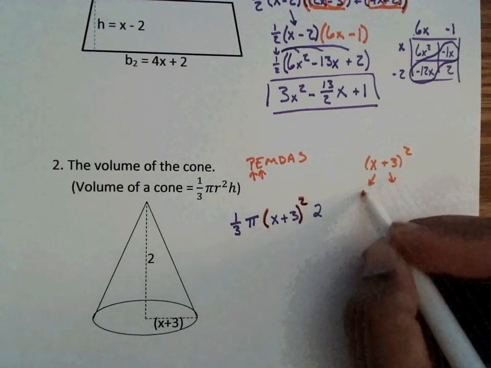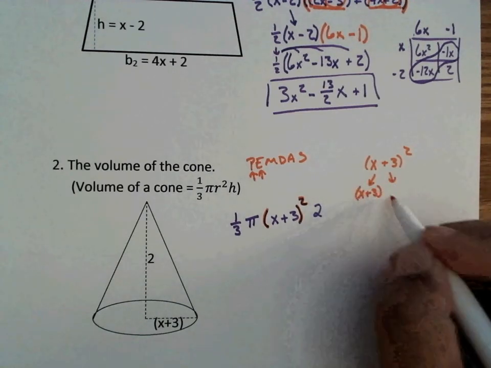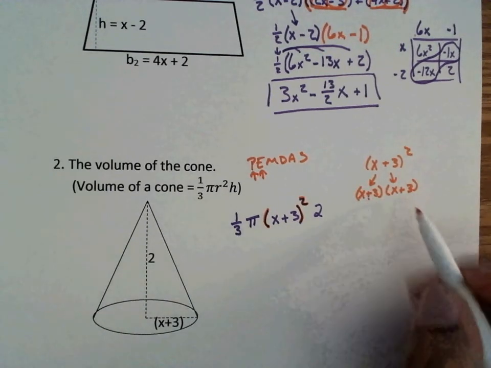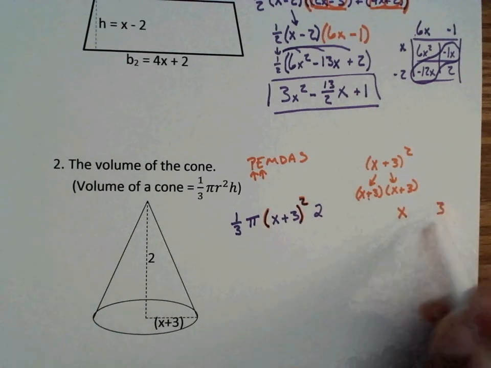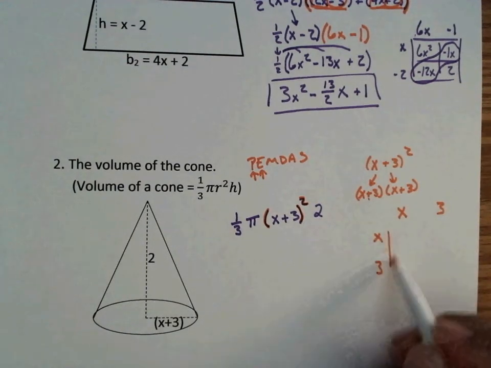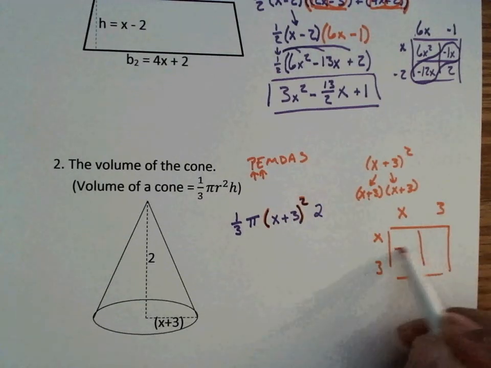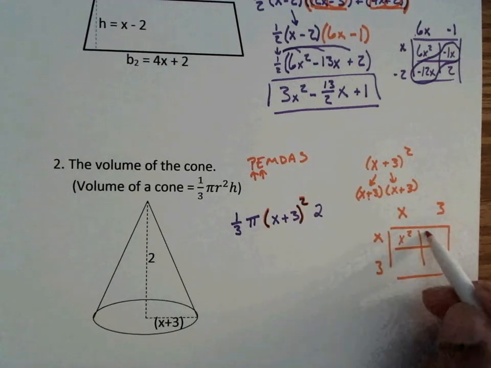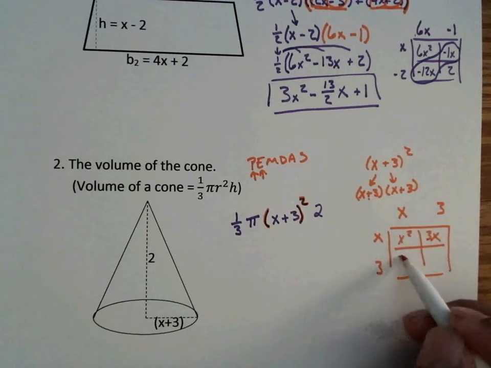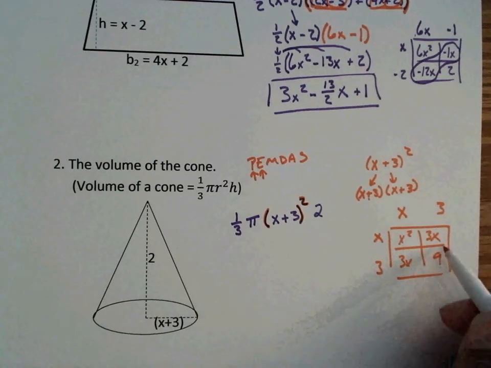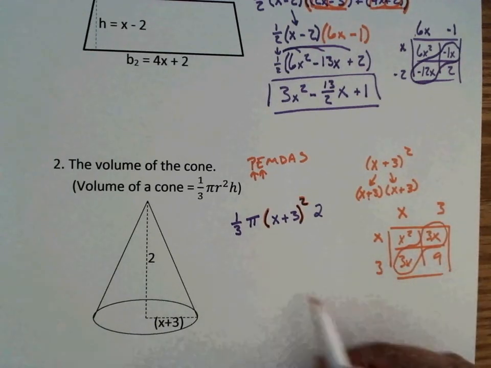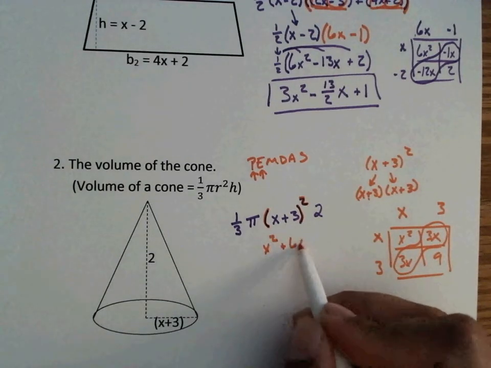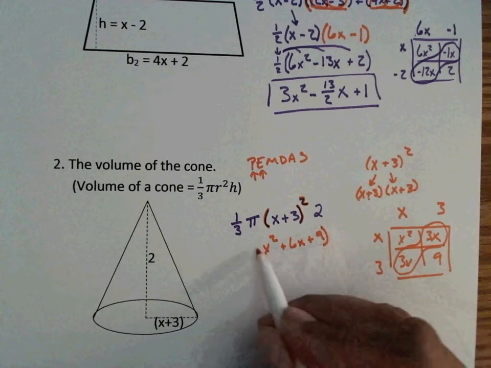So off to the side, we have x plus 3 squared. Remember in the previous videos, we know this means x plus 3 times x plus 3. And anytime we have a polynomial times a polynomial, we can do the box. We have x and 3, x and 3. And we know x times x, get x squared, x times 3, 3x, 3 times x, 3x, and 3 times 3, we get 9. We draw our peanut, and we get x squared plus 6x plus 9.